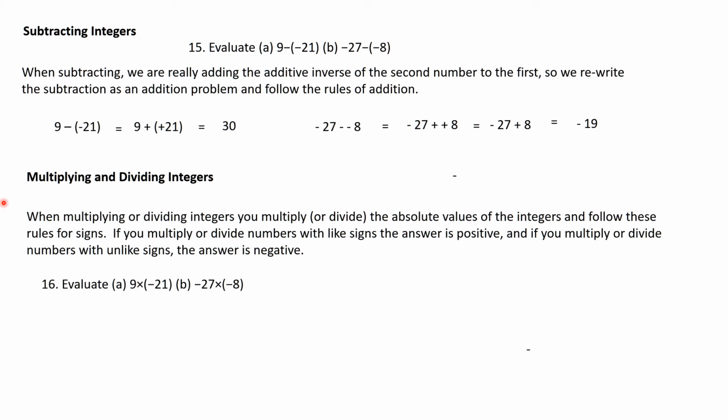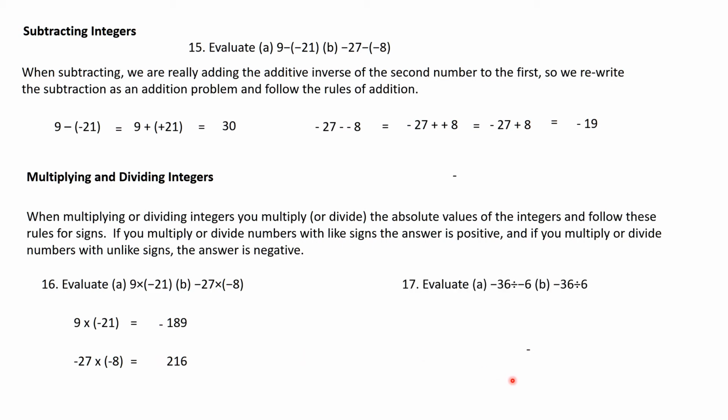So here are two multiplication problems. So 9 times the negative 21, we multiply the 9 and the 21, you get 189. And then I'm multiplying a positive times a negative, unlike signs, so I have a negative answer. Here, negative 27 times a negative 8, I'm multiplying like signs, so I multiply the two numbers, but my answer is positive.